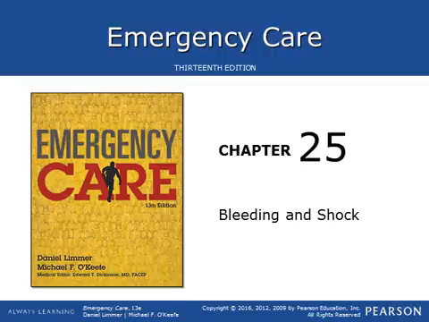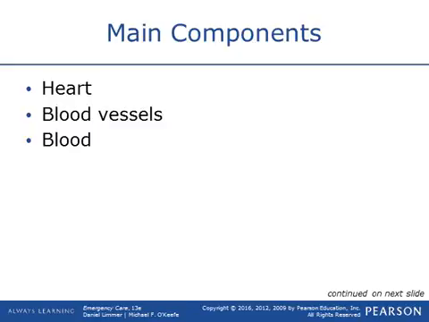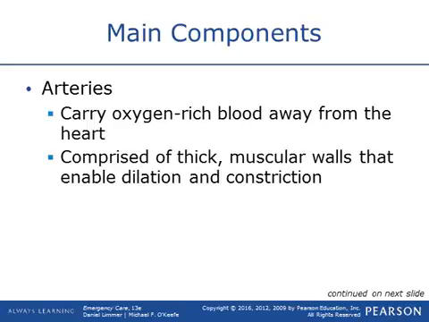Chapter 25 covers bleeding and shock. As a review, the main components of the cardiovascular system are the heart, the big pump, transporting the blood through the blood vessels, and the blood itself.